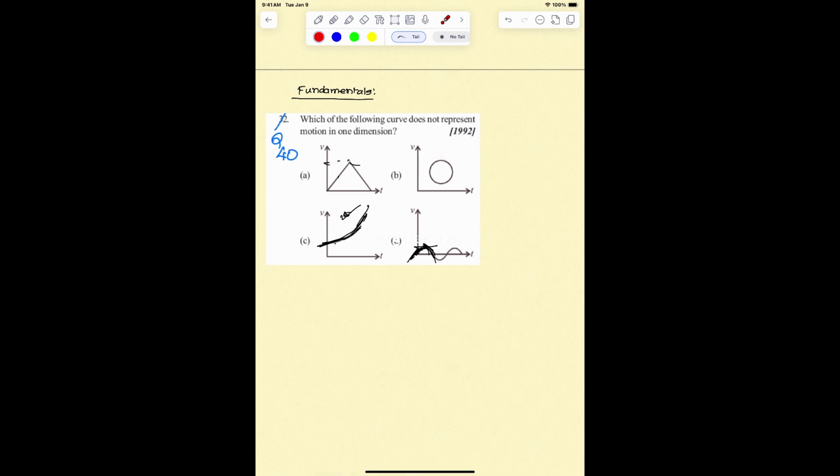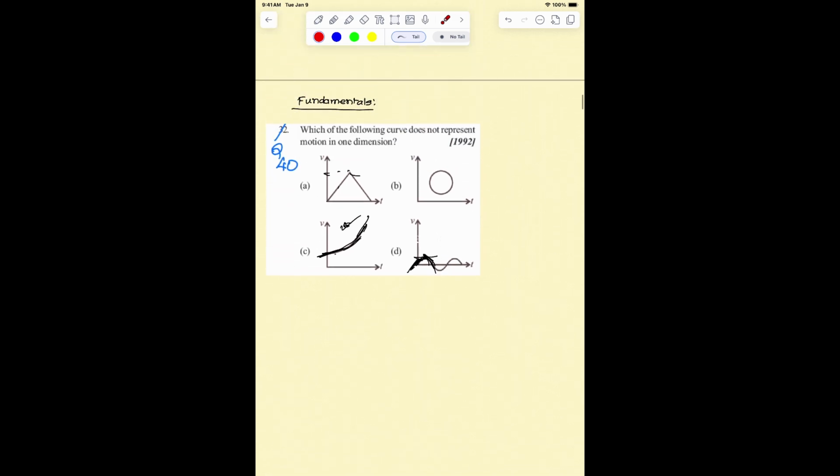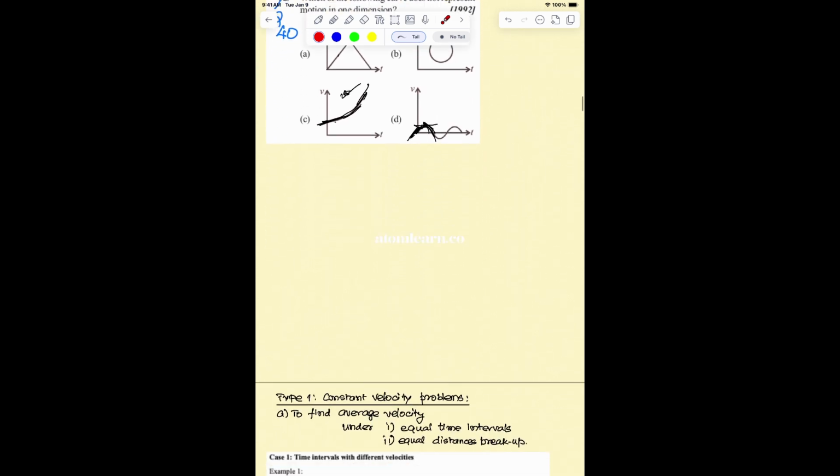This is a very fundamental aspect, and people who know mathematics would know the answer very easily. Therefore, this does not represent motion along a straight line, nor motion anywhere, because at any time velocity has to have only a unique value. It cannot have two different values. This is what I wanted you to understand. This is a very fundamental question asked in 1992 NEET.